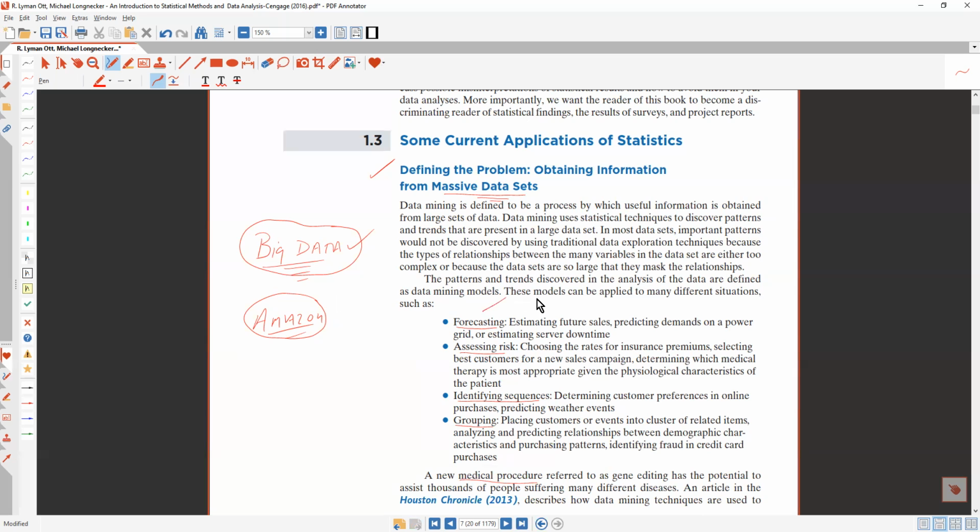In business, statistics are used a lot in estimating future sales. That's kind of like the Amazon example we just talked about. Statistics are also used for predicting demand on a power grid, estimating server downtime, and a whole bunch of other things. Assessing risk: statistics are used to set rates for insurance premiums. We can talk about that example for a long time, and we will throughout the course, but have you ever noticed that when you purchase insurance, they classify you into different groups of risk, right?